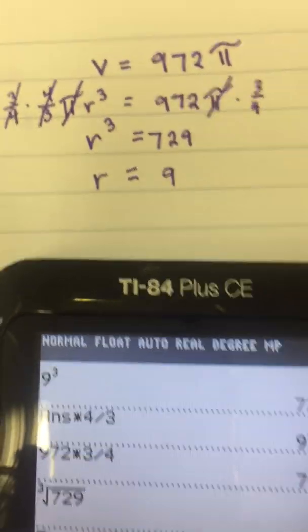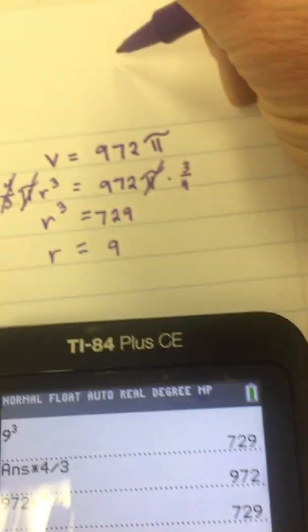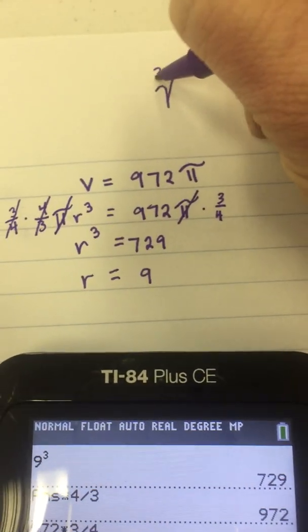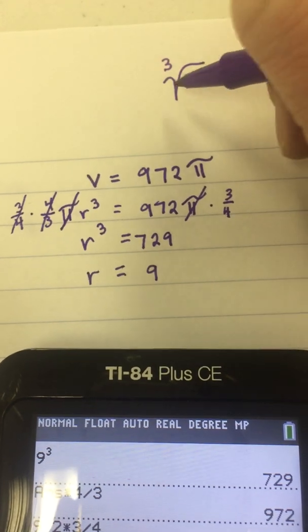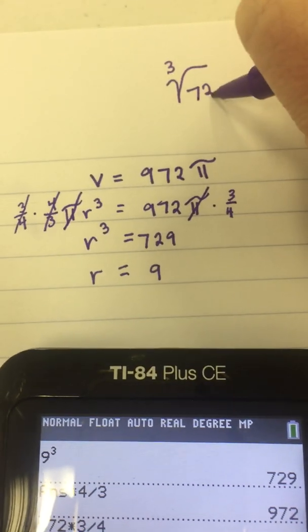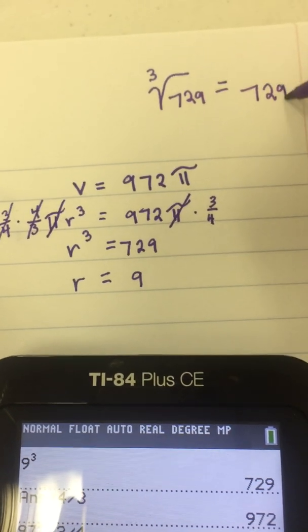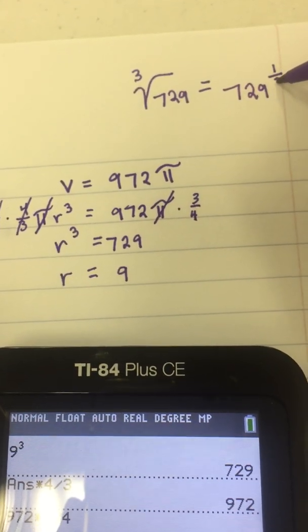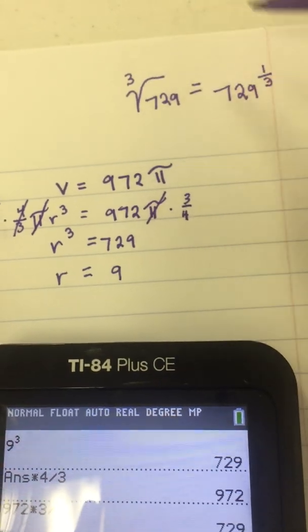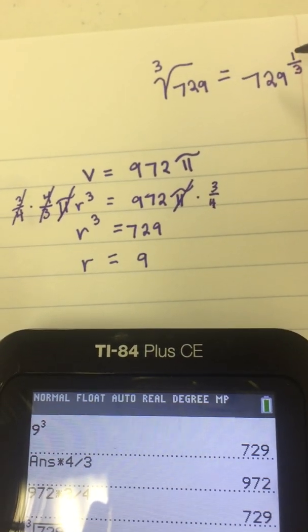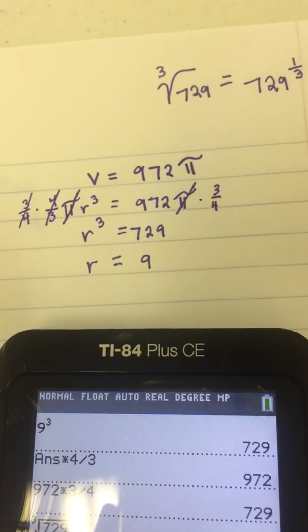But I want to show you one other way to do that. Do you remember that a cubed root is the same, let's say the cubed root of 729 is the same as saying 729 raised to the power of 1/3. You can always undo a root this way by making it a power that's a fraction.